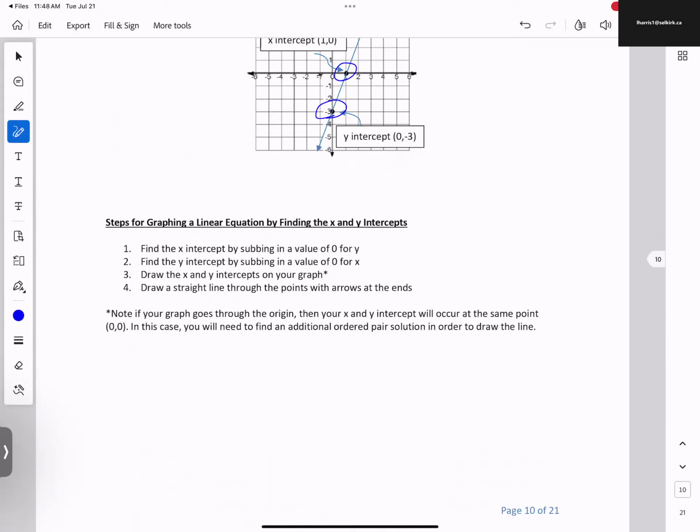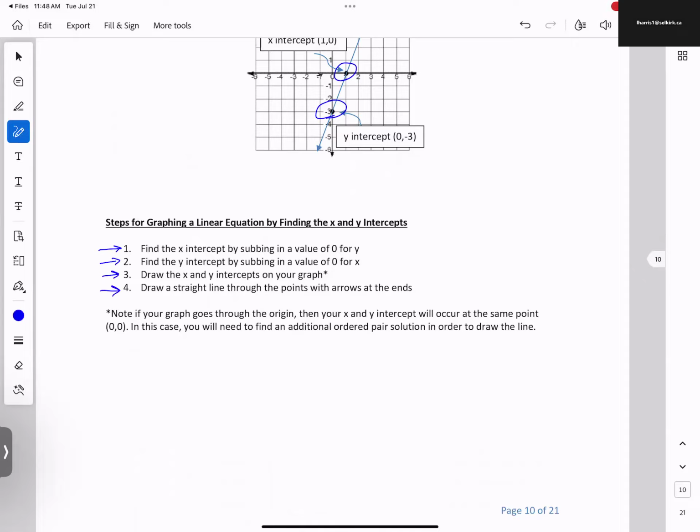So in order to graph using this method, you're going to find your x-intercept by subbing in a value of 0 for y. Then you're going to find your y-intercept by subbing in a value of 0 for x. And then you can draw your x and y intercepts on the graph and draw a straight line between them.